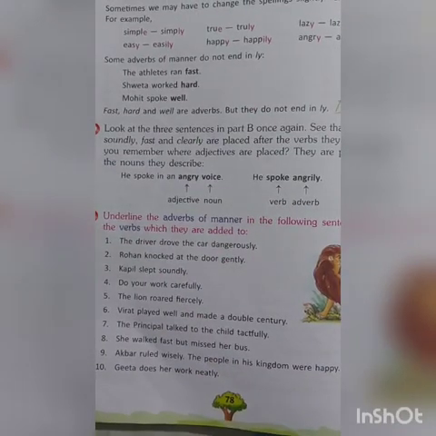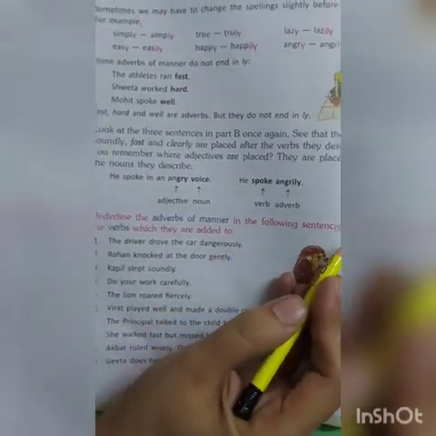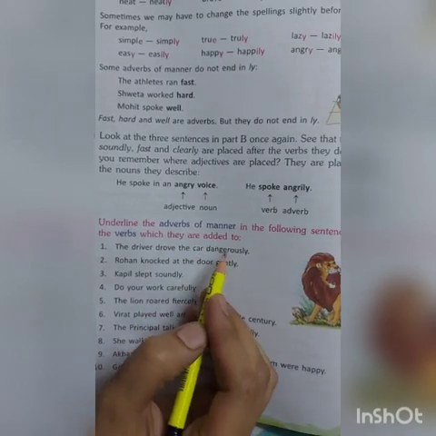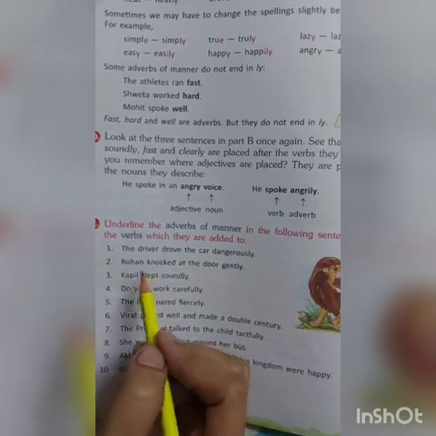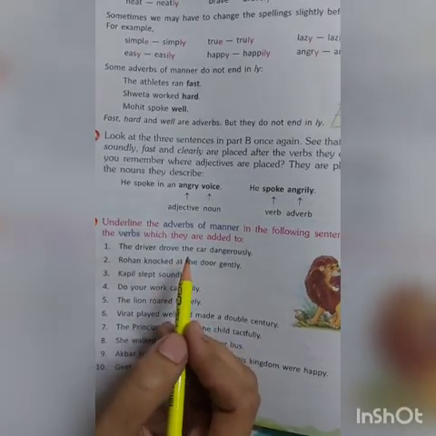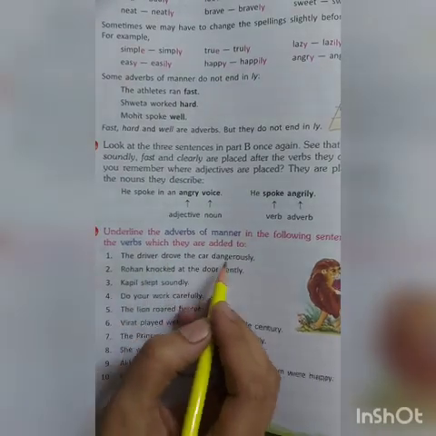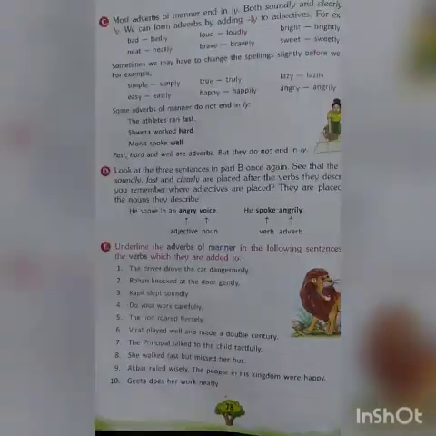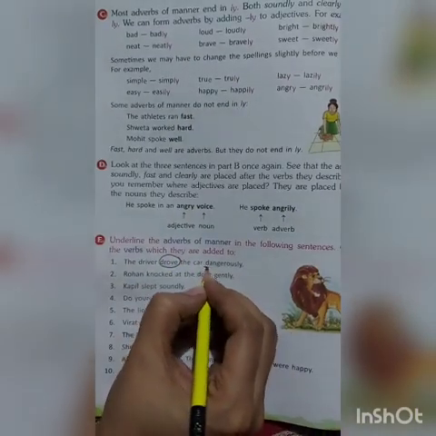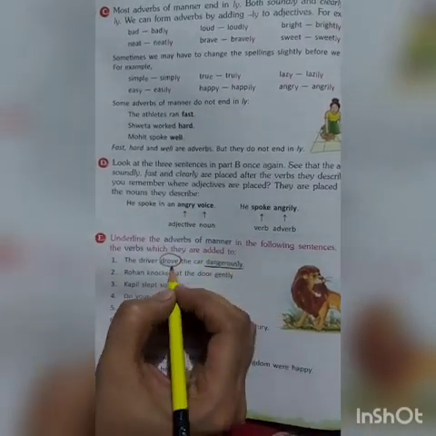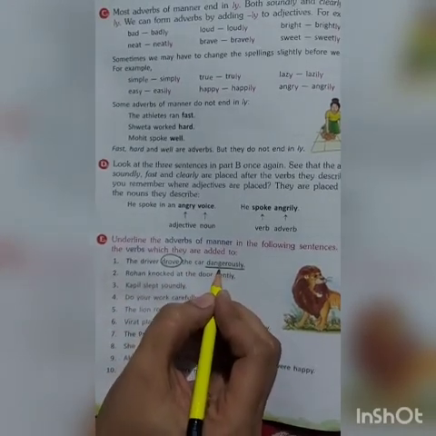Now let's look at the exercise. Underline the adverbs of manner in the following sentences. Circle the verbs which they are added to. Okay, so first we have to spot the verb and then we'll identify the adverb. So let's see. First, the driver drove the car dangerously. Now here, drove is the verb and the word dangerously tells how the driver drove the car. So dangerously is the adverb of manner.